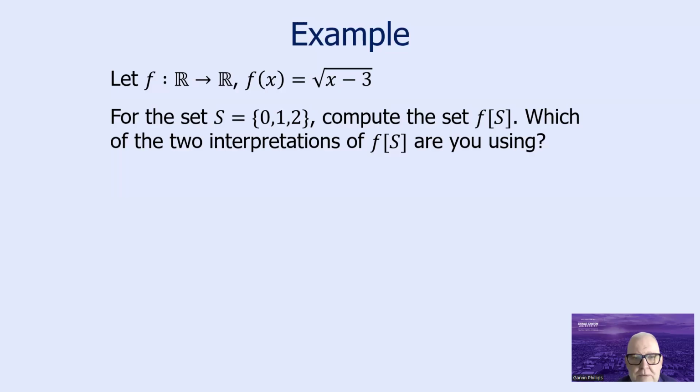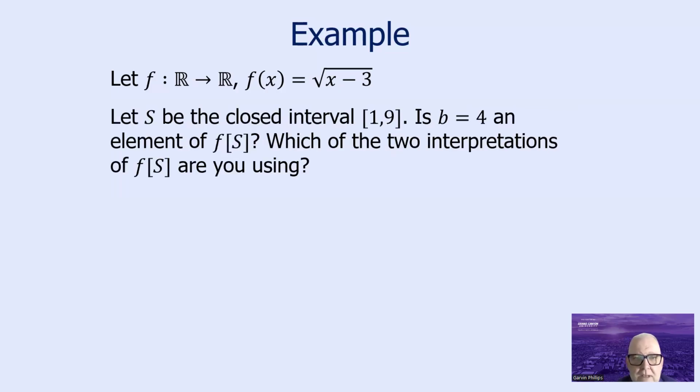Now, let's say we look at our outputs. We want to try our outputs. There we go. Okay. So we're going to let S be the closed interval from 1 to 9. And then the question is, is 4 an element? In this case, we're using it as a test. We're plugging in 4. We're saying, okay, can I get 4 out of this?